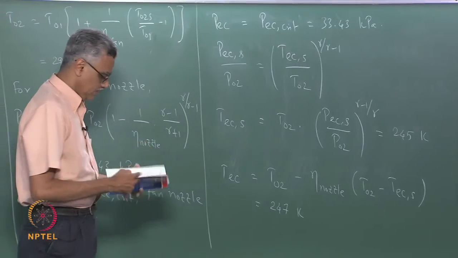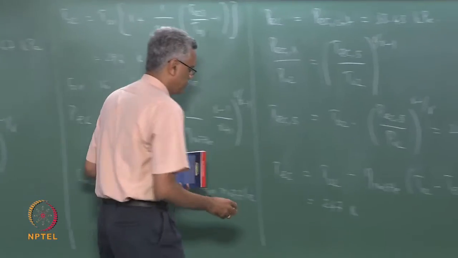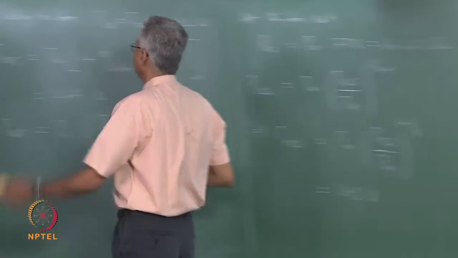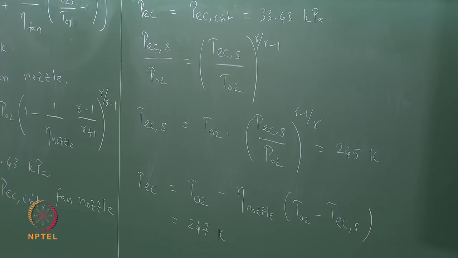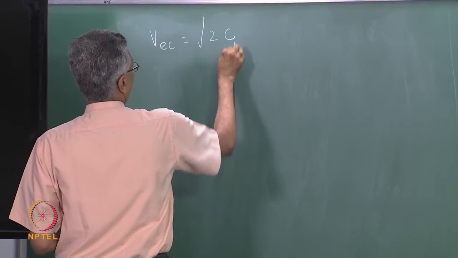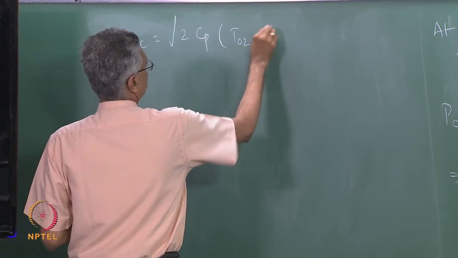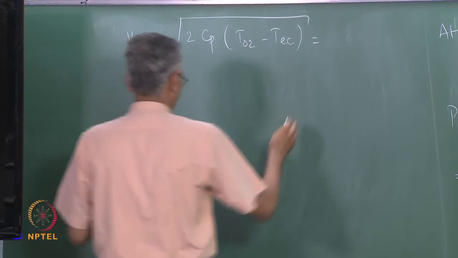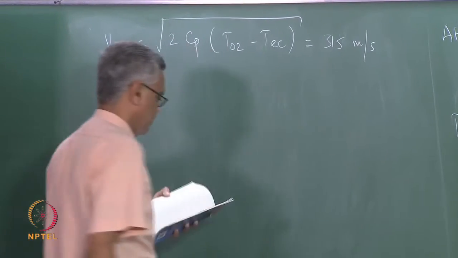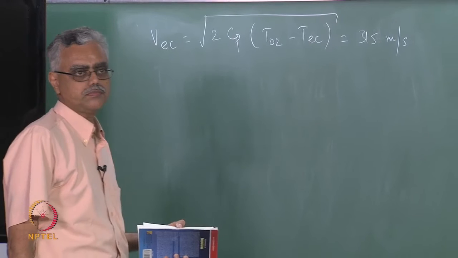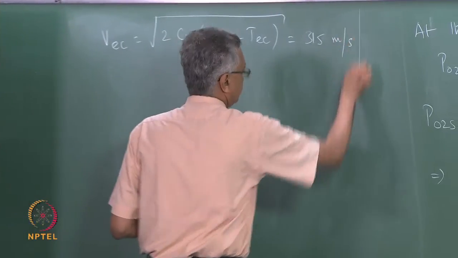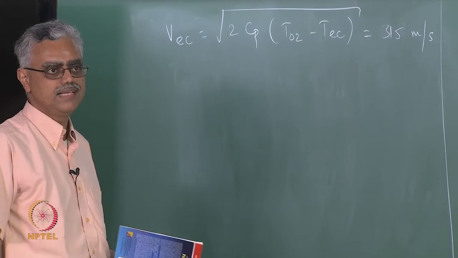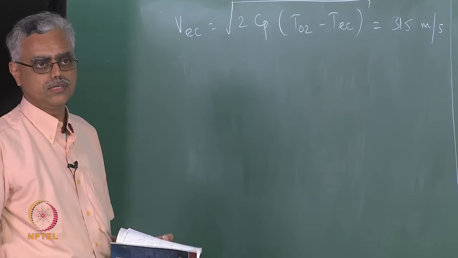So I have the exit static pressure, I have the exit static temperature from which I can calculate the exit velocity, right. VEC can be calculated very easily. VEC is equal to the square root of 2 Cp times (T02 minus TEC), and this comes out to be 315 meter per second. Working with these numbers also gives you an idea of what magnitudes these numbers have, what kind of velocities we have at the exit of the fan nozzle, and at the exit of the core engine nozzle, and so on.